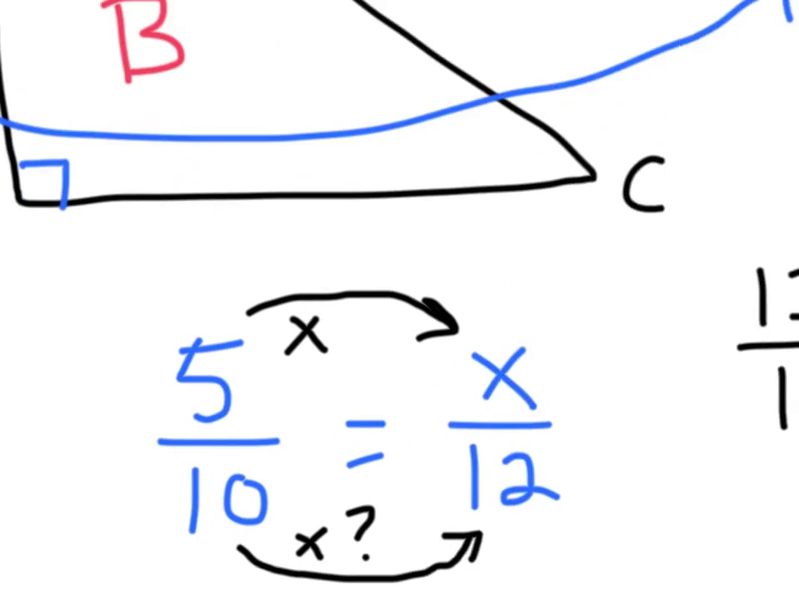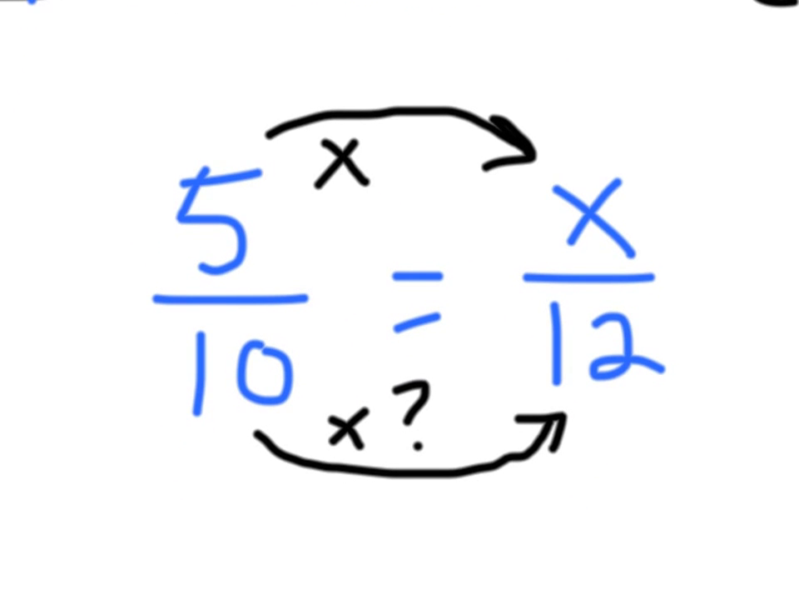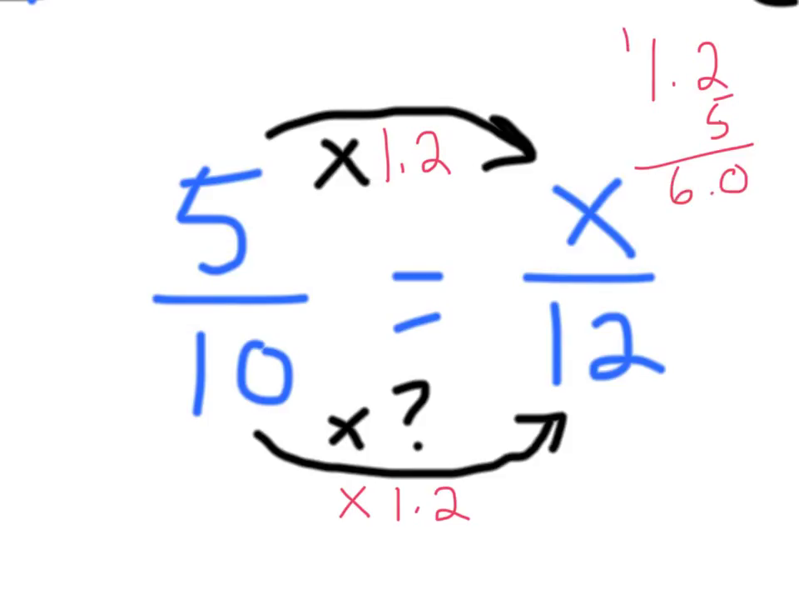What that tells me is that over here I did 10 times 1.2 and that gave me 12. So if I can do it on the bottom, I can do it on the top: 5 times 1.2 and that will give me my missing number. So off to the side, let's do 1.2 times 5. 5 times 2 is 10. That's 5 times 1 is 5, plus 1 is 6. And my missing x value is 6.